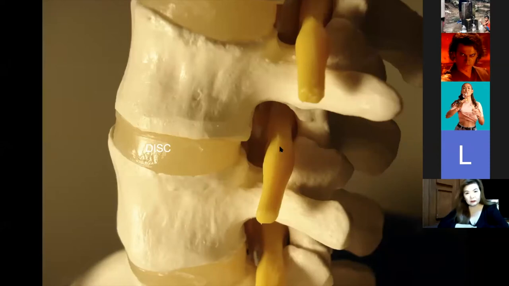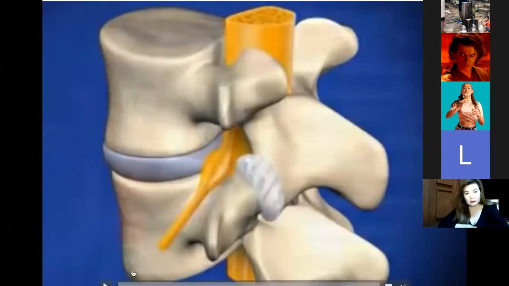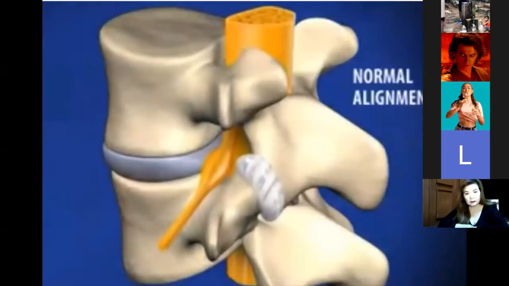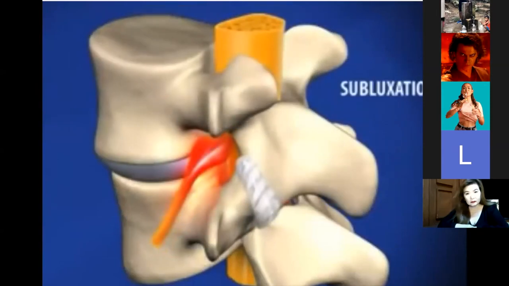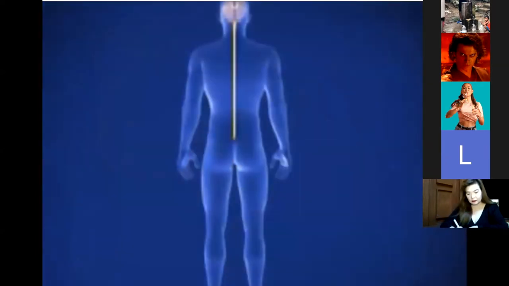The problem happens when we have something called a subluxation, right? Subluxation looks like this. The bone simply slips out of its normal position, and now it puts pressure on the nerve because you get a lot of swelling, the surrounding soft tissue gets irritated, and it causes pressure on the nerve, and it interrupts that signal from the body to the brain.